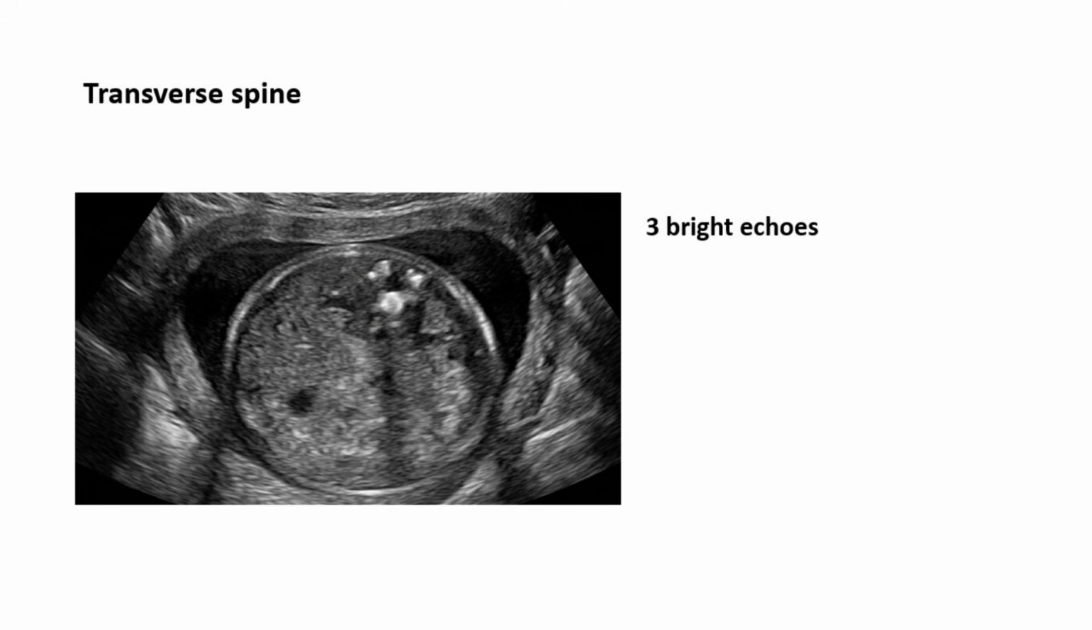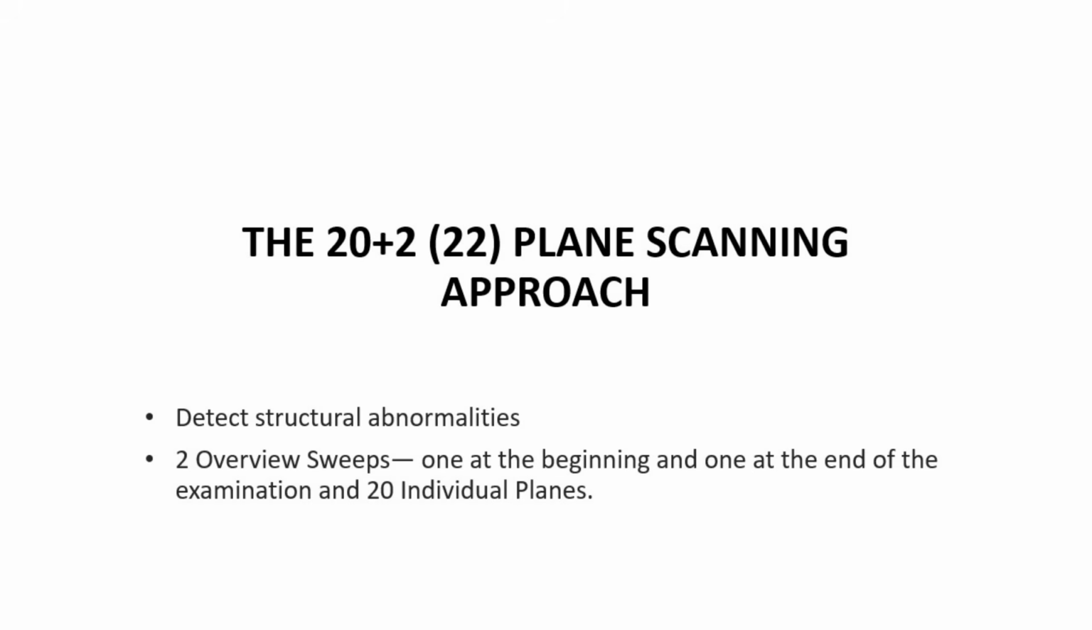That is the 20+2 approach. 2 sweeps for global orientation, 20 planes for detailed anatomy. A logical sequence from spine to face that covers the entire fetus without duplication and without gaps. Master the normal appearances in each plane, and the abnormal ones become recognizable.